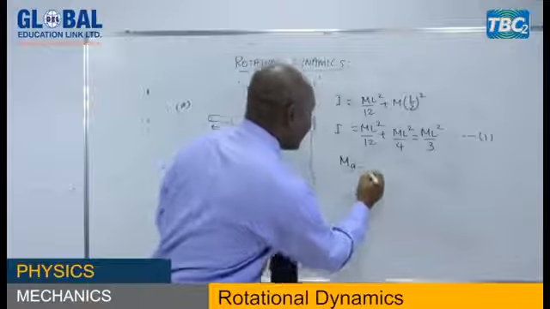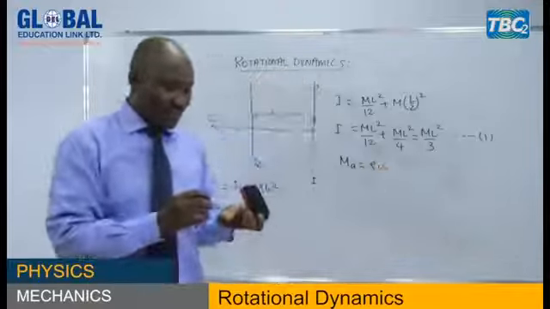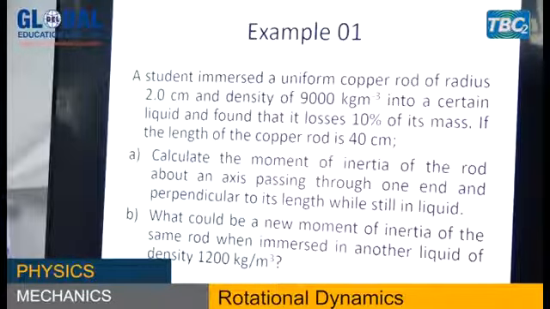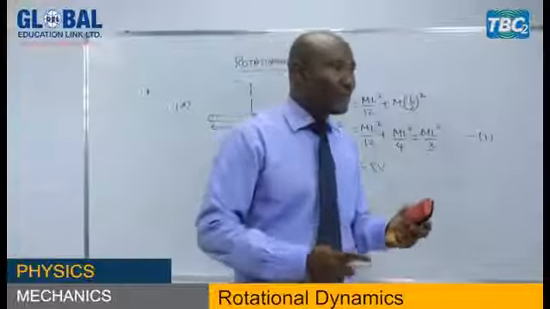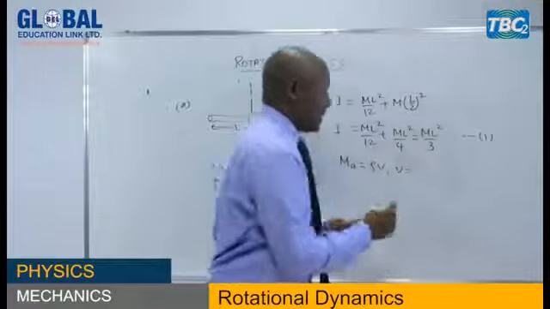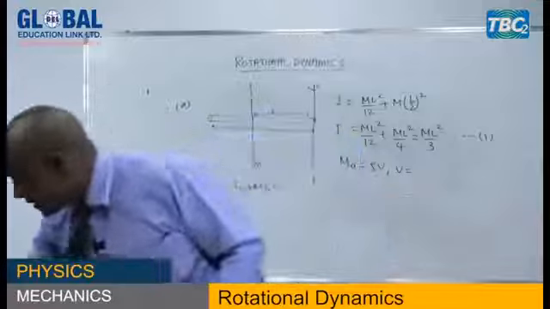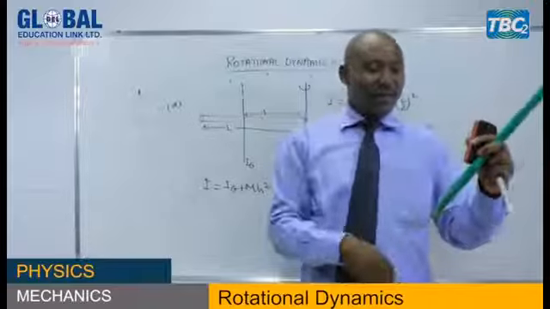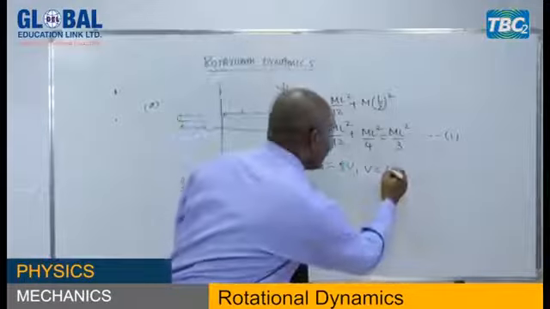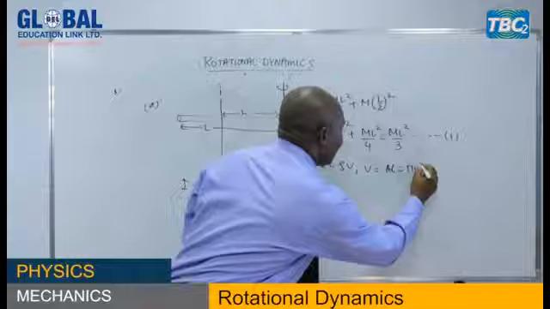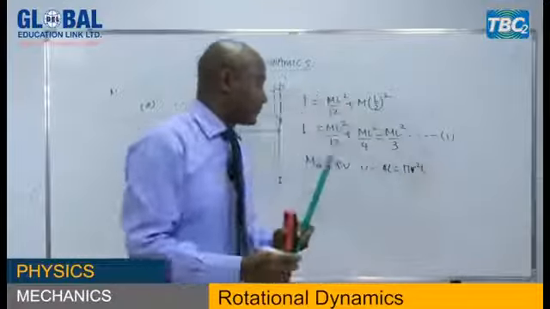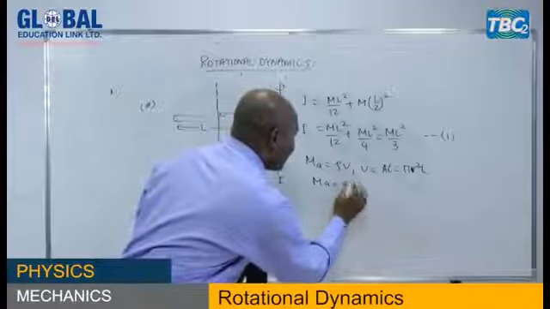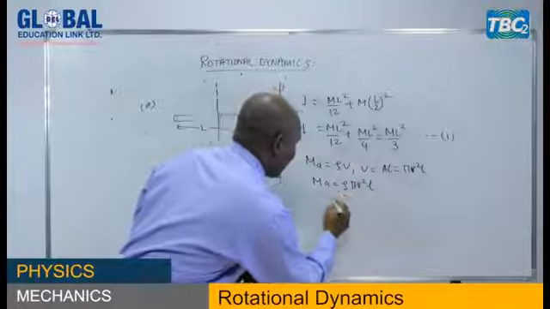Ma is given by the density times the volume, by definition. We know that the density is given. How do you find the volume? Because it's a rod like this, you can find the volume if you know this area times the length. So the volume is given by area times length, which is pi r squared L. So this gives us Ma equals density times pi r squared L.